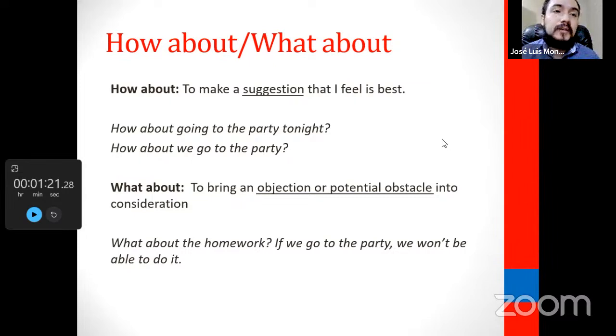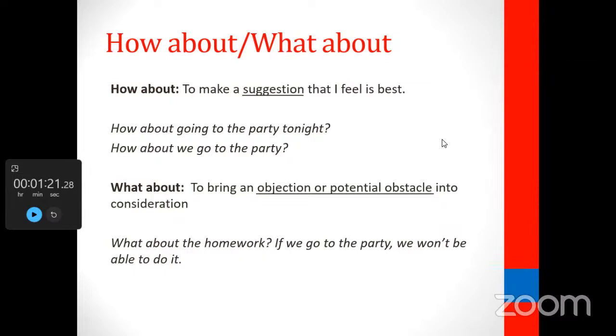Only one of them is suggestion. How about to make a suggestion that I feel is best? How about going to the party tonight? How about we go to the party? What about to bring an objection or potential obstacle into consideration? What about the homework? If we go to the party, we won't be able to do it.